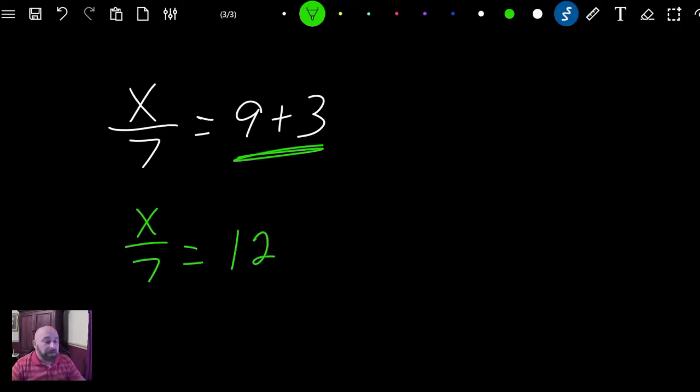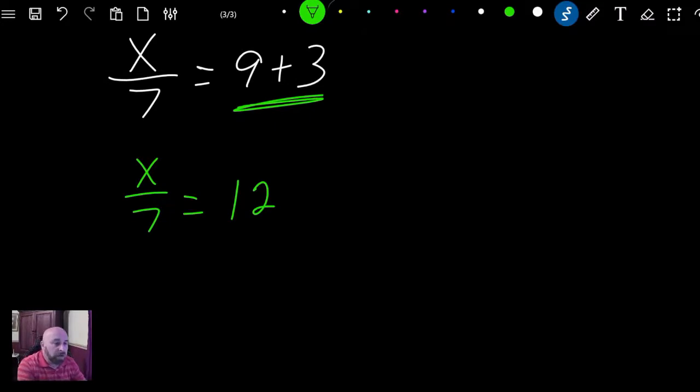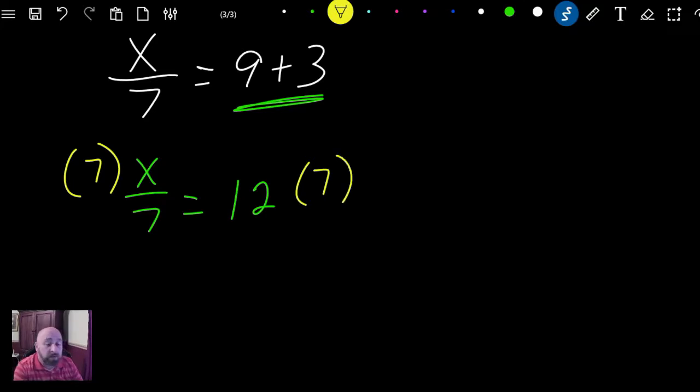Okay. Now, what is this fraction? This fraction is division, right? So if I'm dividing by 7, how do I get rid of that? How do I get x by itself? What's the opposite of division? Well, it's multiplication. If I multiply one side by 7, guess what I have to do to the other side? I also have to multiply the other side by 7.